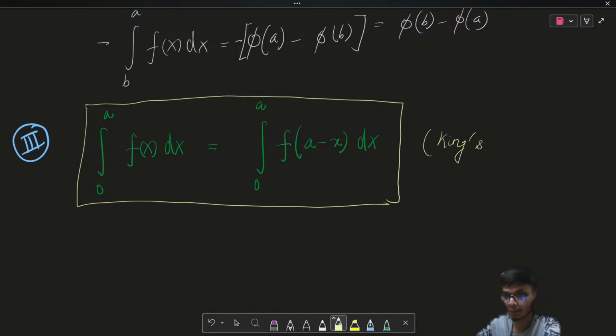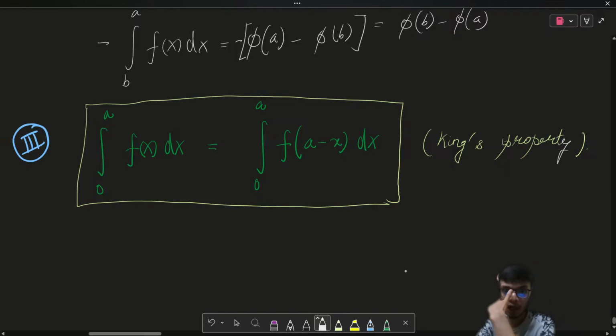There is no scientist or mathematician called King, but it is King's property because it is very famous in this chapter. That's why it's called King's property. Oh, sorry, the spelling of property doesn't have an R, right? I hope this is clear.